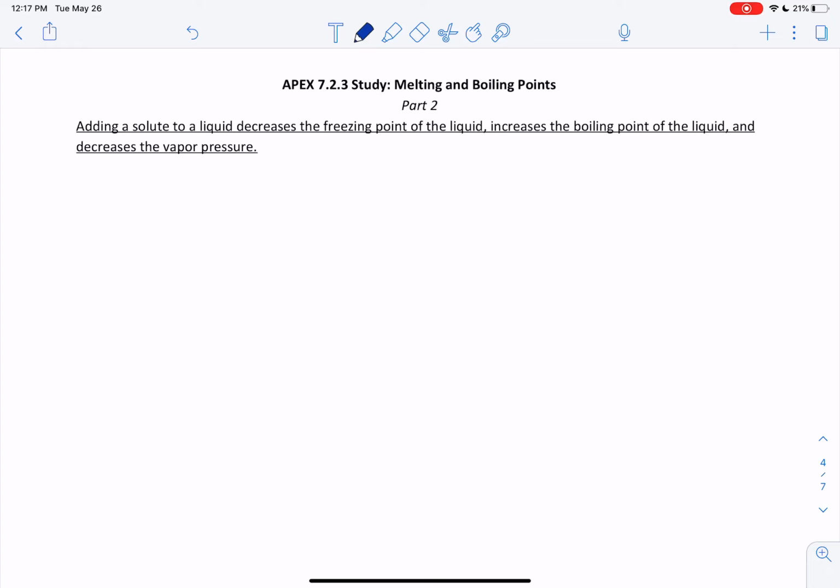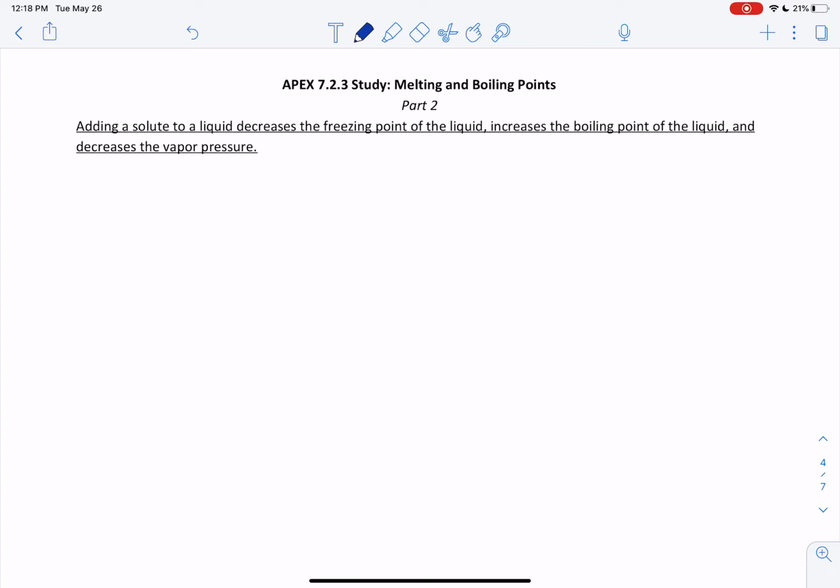Alright, so we were talking about melting and boiling points and intermolecular forces. If you add a solute to a liquid, like if you add salt to water, it decreases the freezing point of the liquid, it increases the boiling point of the liquid, and it decreases the vapor pressure. So we said that water freezes at 0 degrees Celsius. But if you add a solute like salt or sugar, it's going to be some sort of negative degrees Celsius, below 0 degrees Celsius.